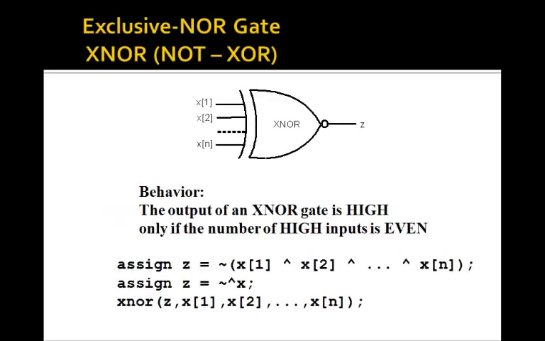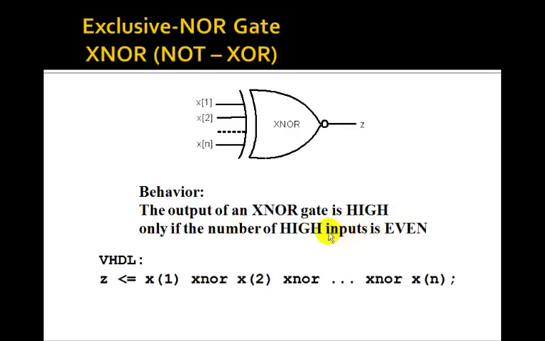How about a multiple input XNOR gate? In this case, the output will be high only if the number of high inputs is even, since it's just a not exclusive OR. Again, this is how you would write it in Verilog, using a not and the hat. The not hat can be used as a reduction operator, or you could use the XNOR as a gate instantiation statement. Again, in VHDL, use the XNOR word as the operator.